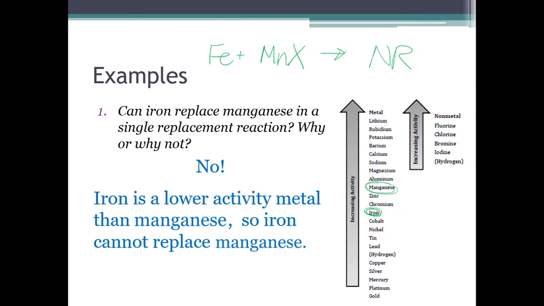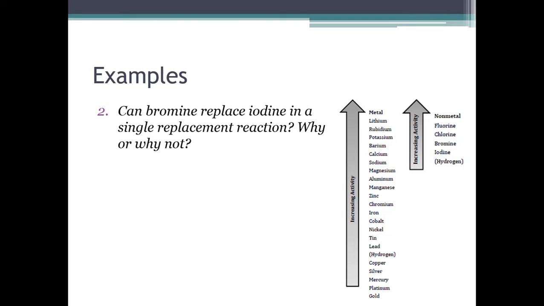Looking at a non-metal example, it says, can bromine, so here's bromine, can bromine replace iodine in a single replacement reaction? And then why or why not? So again, bromine is our single element, and we've got some metal paired up with iodine.